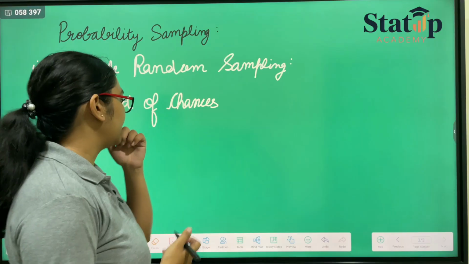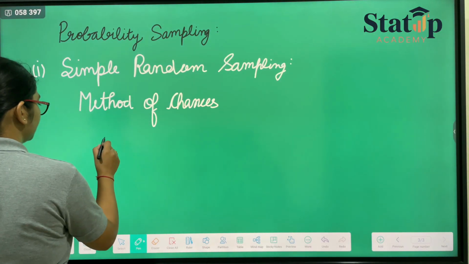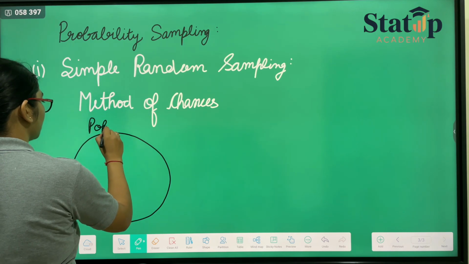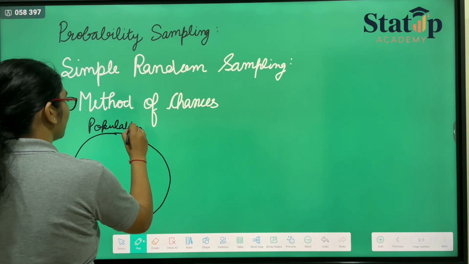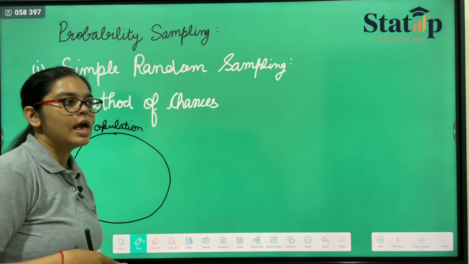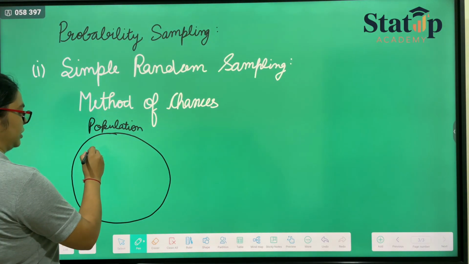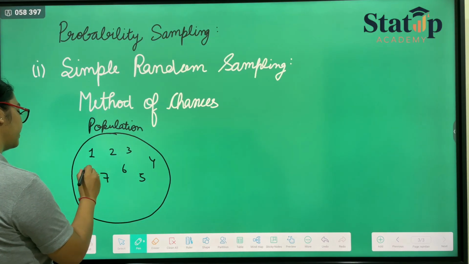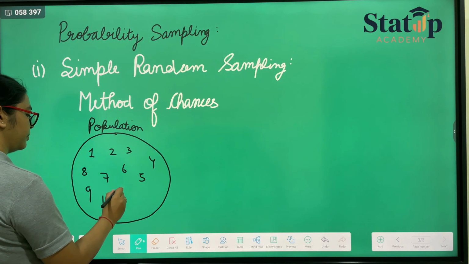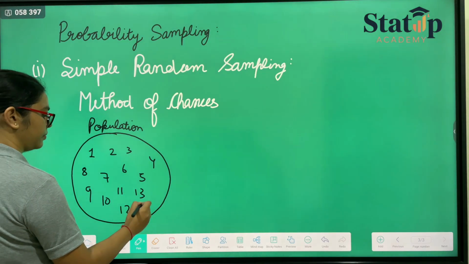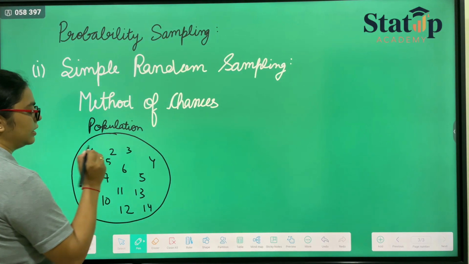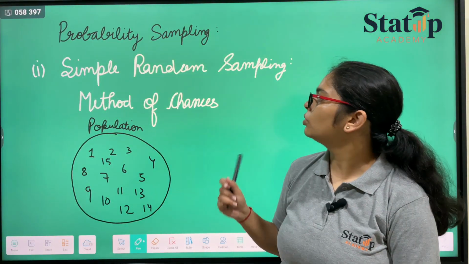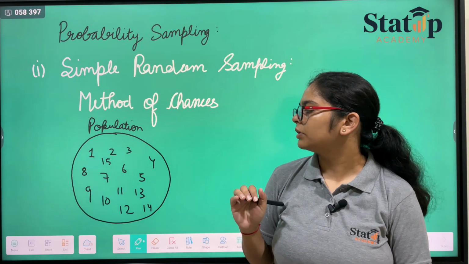Let us take an example. Suppose we have a population of a class. Suppose we are in a class, and there are 15 students. We have to apply simple random sampling from it.